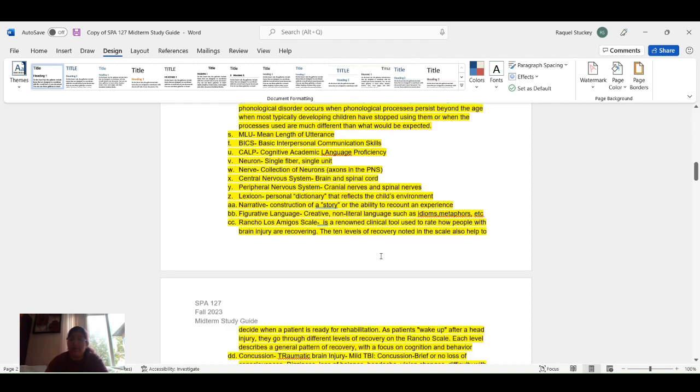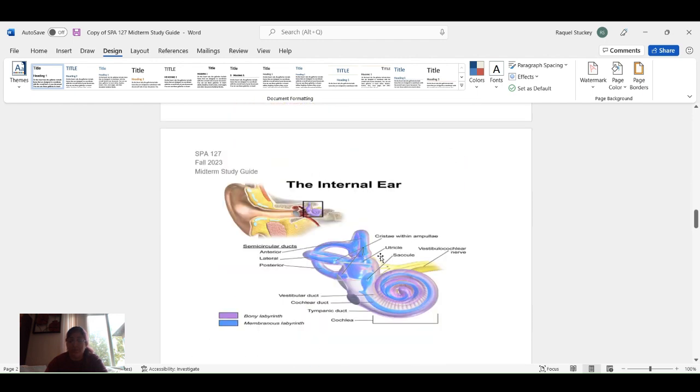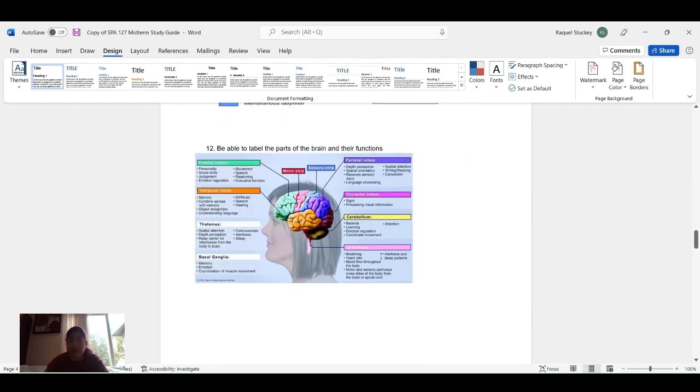What are the brain's 4 lobes? Frontal, temporal, parietal, and occipital.